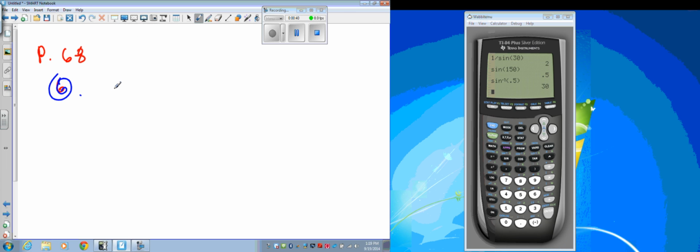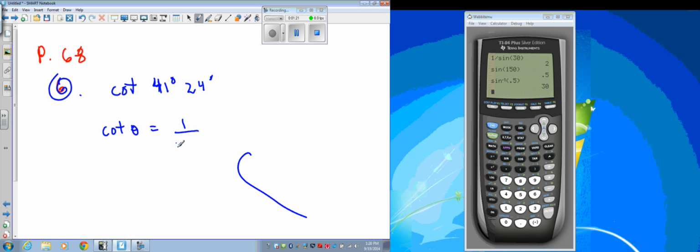It says cotangent of 41 degrees, 24 minutes. Now, if you look at your calculator, notice they have sine, cosine, and tangent. They don't have cotangent, correct? So what you have to do is get cotangent in terms of tangent. So what is true? The cotangent of an angle is equal to 1 over the tangent of the angle, right?